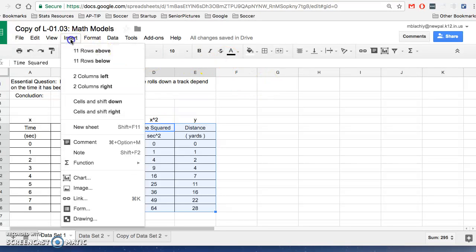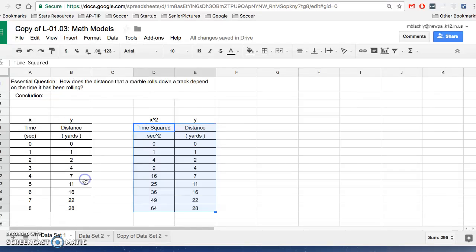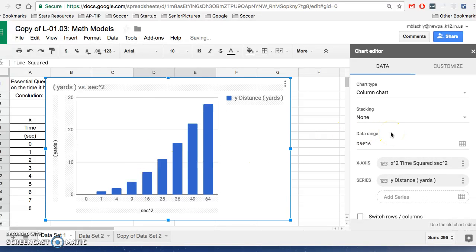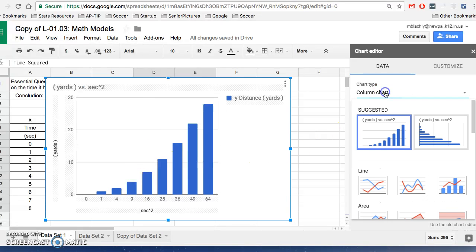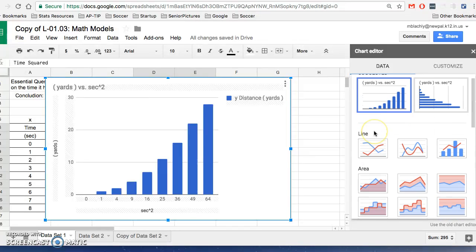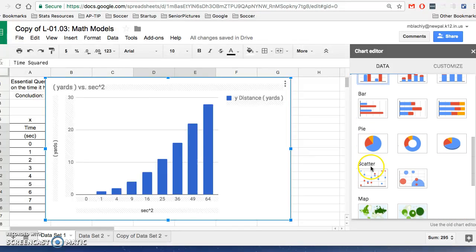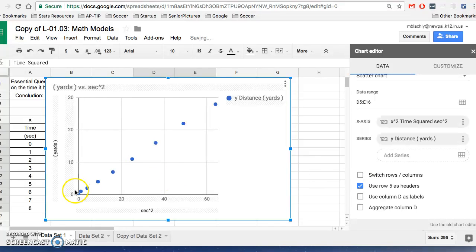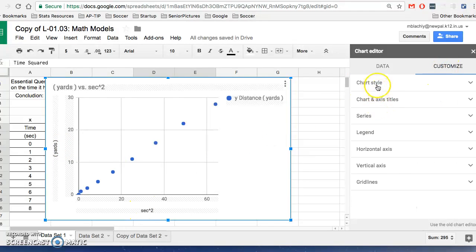We're going to again go to Insert, Chart. We are again going to choose the chart type and scroll down to Scatterplot. And here we go. We have a nice straight line. There's a linear relationship between y and x squared. Okay, I'm going to go to Customize and finish up now.